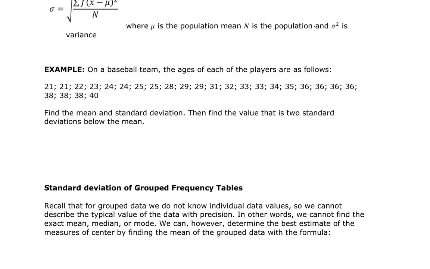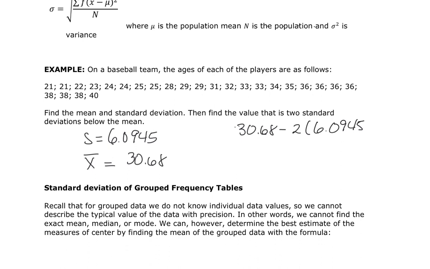Okay, now, since we know the standard deviation S was 6.0945 approximately, and my mean, which was X bar, was equal to 30.68. If I want to know the value that is 2 standard deviations below the mean, I would take the mean value, so 30.68, and subtract off 2 times my standard deviation. And my final answer is 18.491. So that would be 2 standard deviations below.